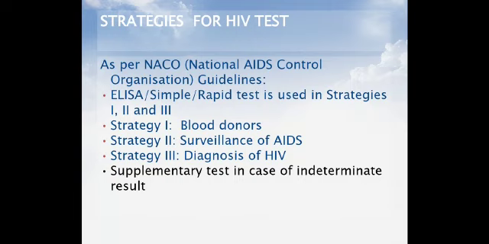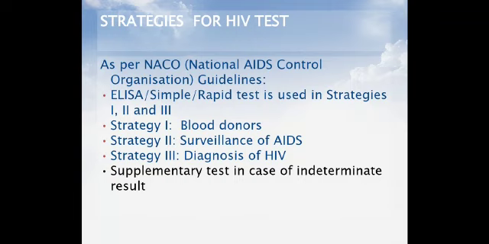Then strategy 3 is for diagnosis. In strategy 3, 3 kits with 3 different principles have to be used. If they use the first kit and the sample comes negative, it is reported as negative. If it is positive, then it is subjected to a second test with a different principle. If it is positive in both, it is subjected to a third test. And if it is positive by third also, then it is given as positive test and the patient will require post-test counseling.